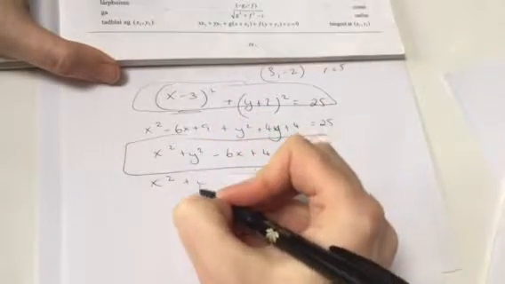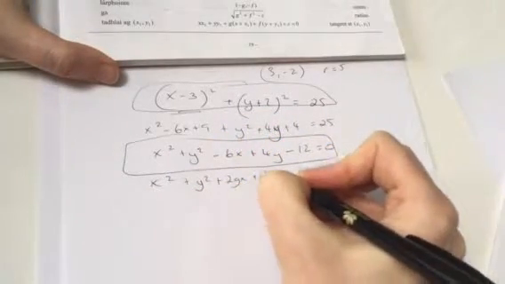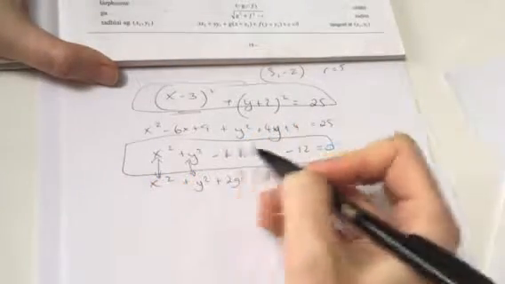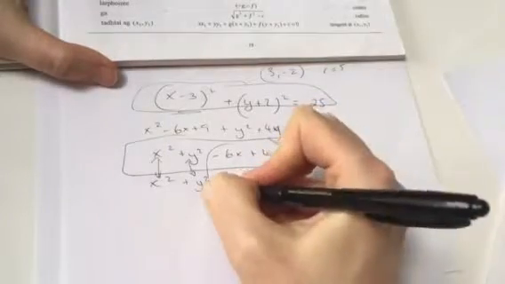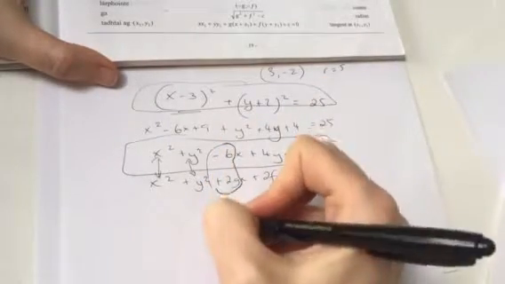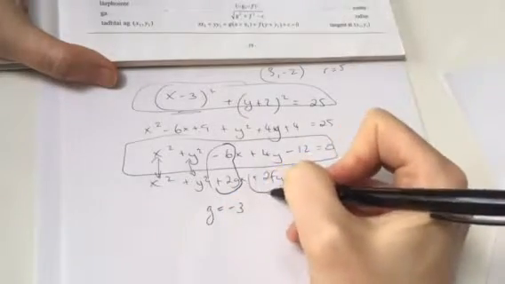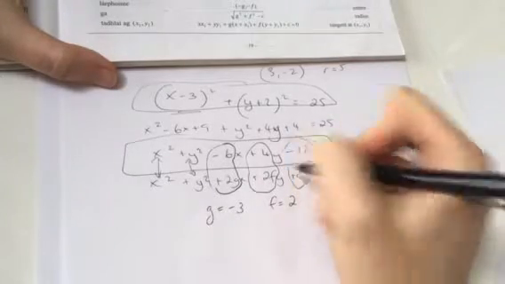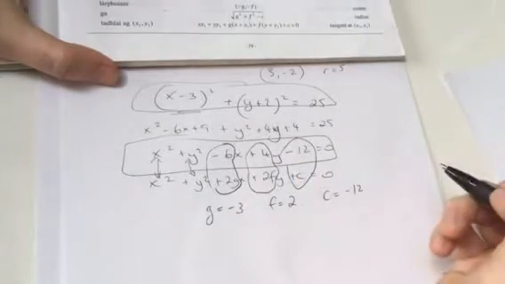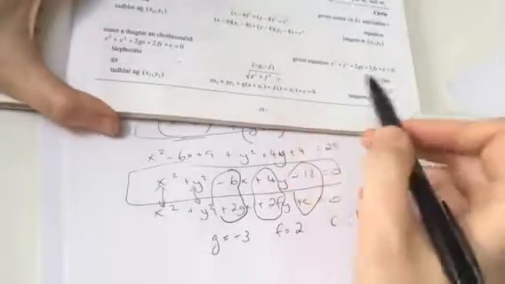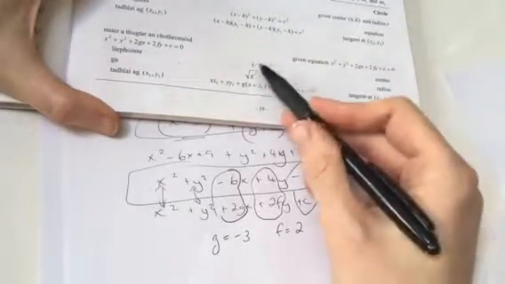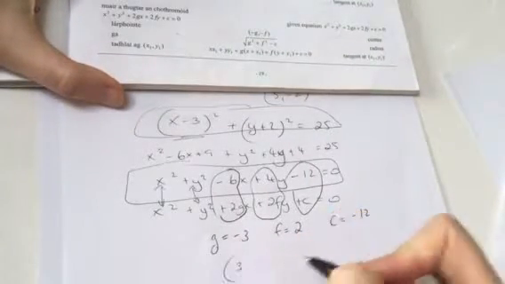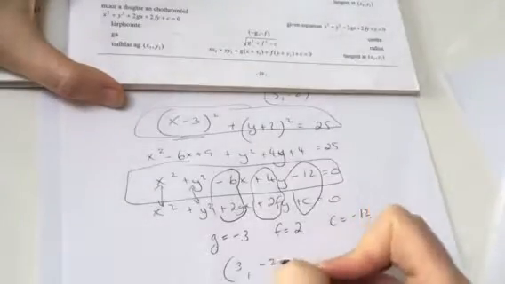So again, we compare, and I can clearly see that this matches with that, and that matches with that. The 2G matches with the minus 6, which means G is minus 3. The 2F matches with the 4, which means F is 2. And the C matches with the minus 12. Now that I know that, I can go back to my log tables. It says if you want the centre when it's in this format, minus G, minus F. Well, I know that G is minus 3, so minus G is 3. F is 2, so minus F is minus 2.